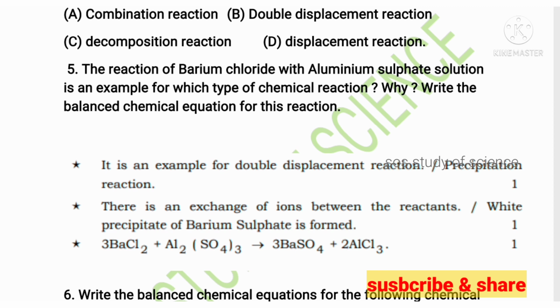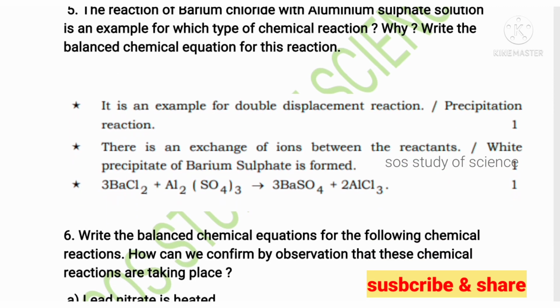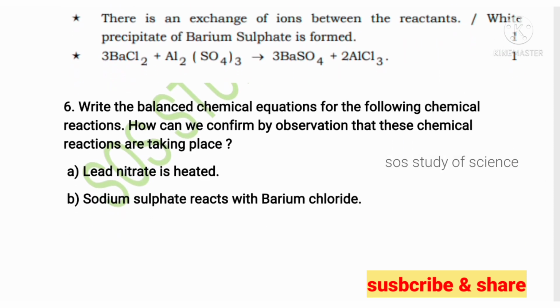Finally, I have also written the chemical equation here. You can observe barium chloride combines with aluminium sulphate to form barium sulphate and aluminium chloride. Yes, this is for 3 marks. Very important, dear students. You have to learn without fail.